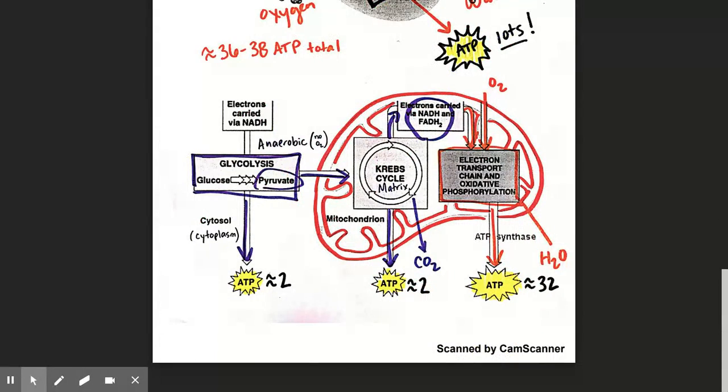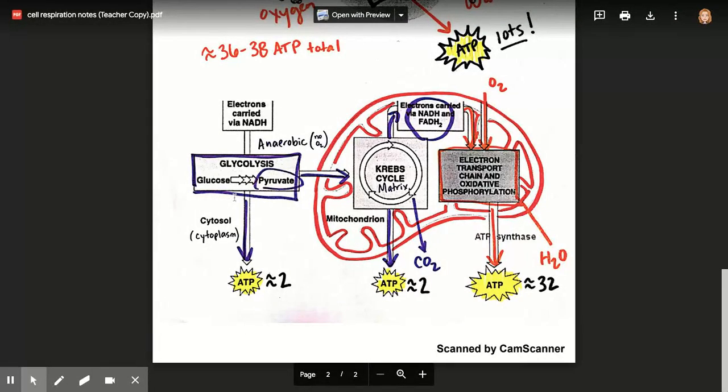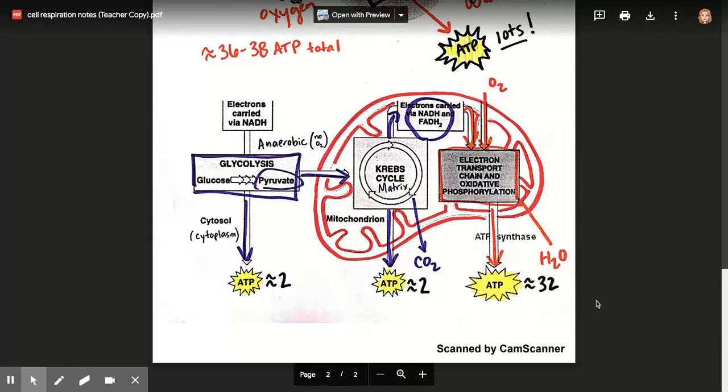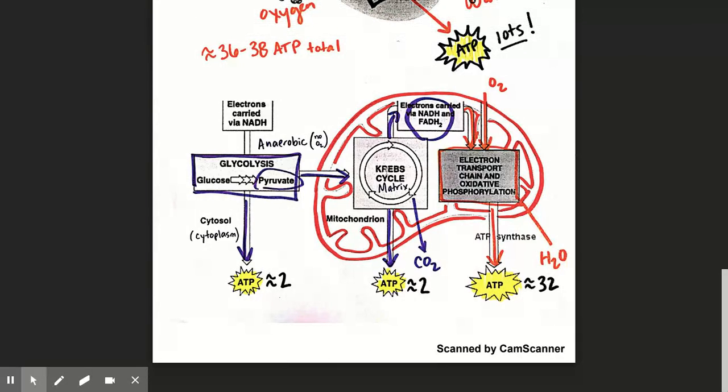Here's just another little picture here. We've got glycolysis, where you're going to see this word anaerobic. Anaerobic means no oxygen is required. And even if there's glucose, but no oxygen, a little bit of ATP can still be made without a mitochondria, but it's really the mitochondria that makes the largest amount of ATP, and that's during the electron transport chain.